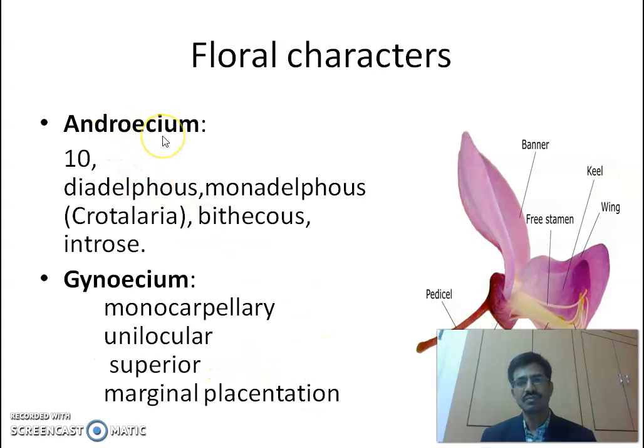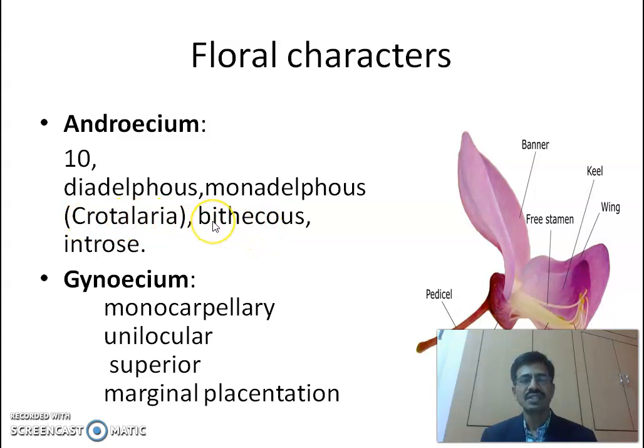In the androecium, we can find 10 stamens. Usually diadelphous condition is present. That means stamens are observed in the 9 plus 1 condition. 9 stamens form a single bundle, and there is a single stamen. So this is called diadelphous condition. And if all the stamens are fused to form a single bundle, that is called as monodelphous condition, that is observed rarely, just like in Crotalaria.